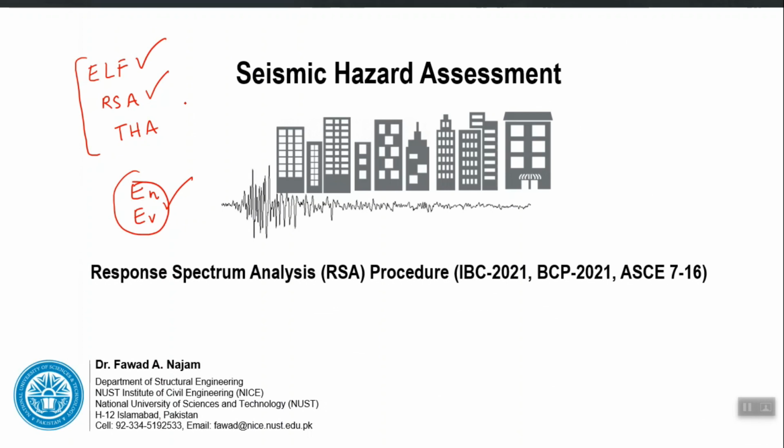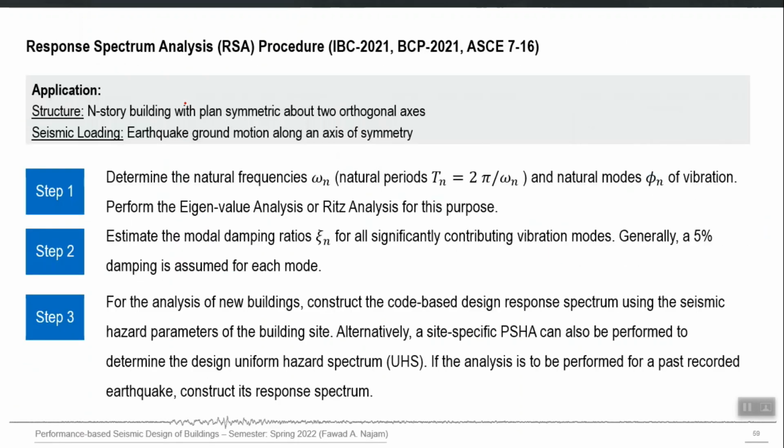So, we were discussing its main steps. First was to perform the eigenvalue analysis. Obviously, there should be a step 0 which should say that you should construct a computer model first with M and K matrices, and then you should perform the eigenvalue analysis to calculate the modal properties. Then you should estimate the modal damping ratios for each mode, what xi should be used. Generally, it is 5% for all modes.